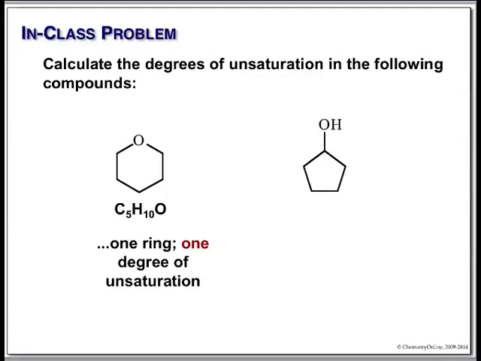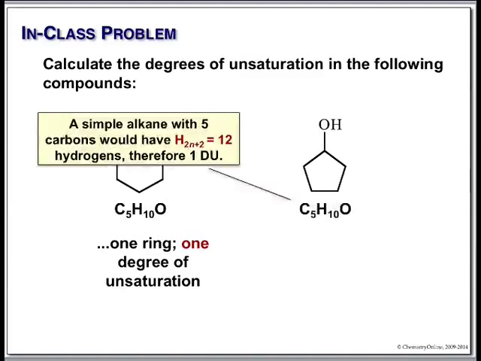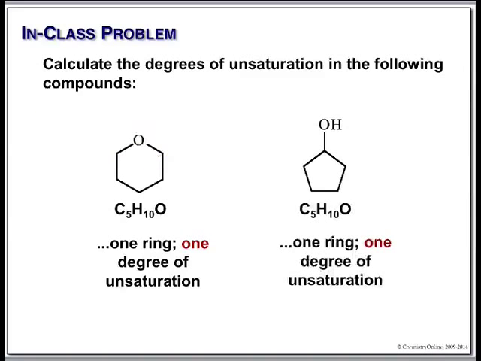All right, here we have an alcohol. Again, we're going to do our formula and just ignore the oxygen. This is also C5H10O. Ignore the fact that we have an oxygen. We have 1 DU. 1 ring, 1 DU.